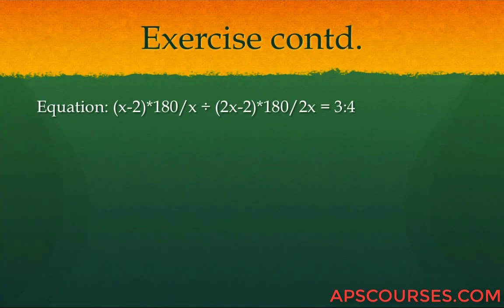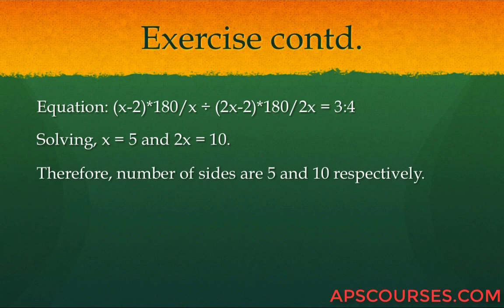Let's form the equation now. This ratio is equal to 3:4. On solving this equation, you get x is equal to 5 and 2x is equal to 10. Therefore, the number of sides are 5 and 10 respectively.